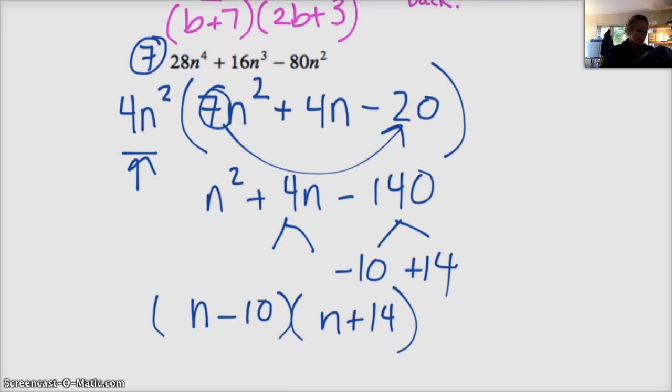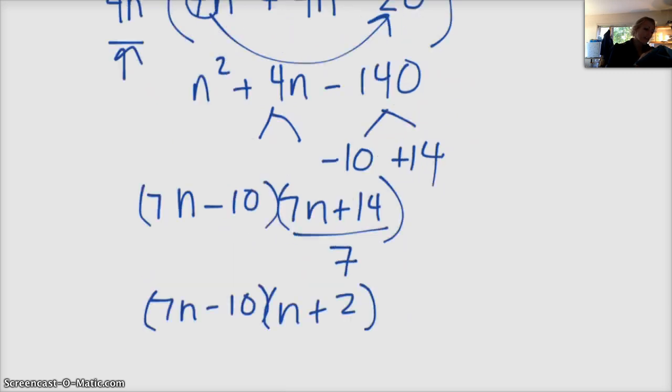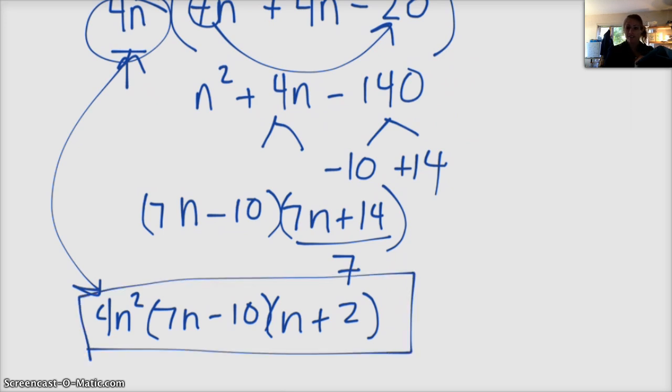You put the 7 back in, then you have to divide 7 out. Makes the most sense to divide it out of the second one. So then you're left with 7n minus 10 times n plus 2. And don't forget, you have that 4n squared on the outside. Okay, and that is your entirely factored function.